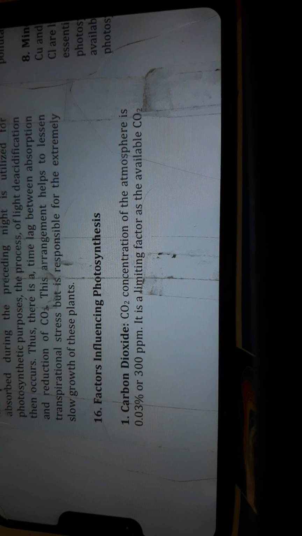Now, factors influencing photosynthesis: carbon dioxide. Carbon dioxide concentration of the atmosphere is 0.03%, or 330 ppm, as already told you.